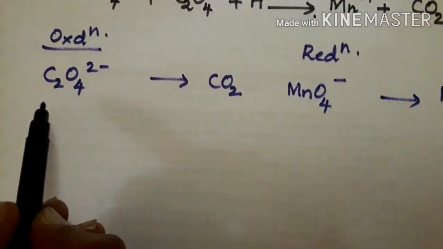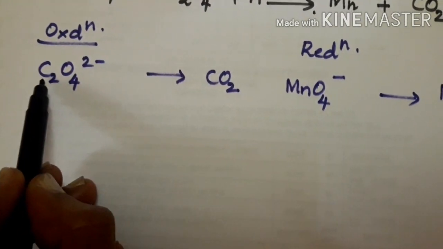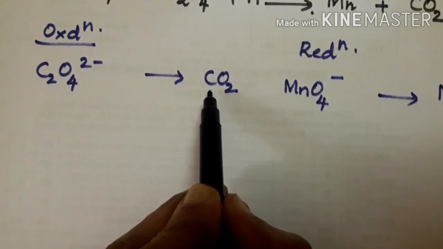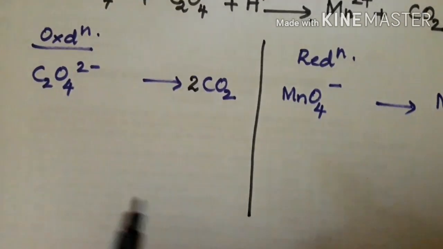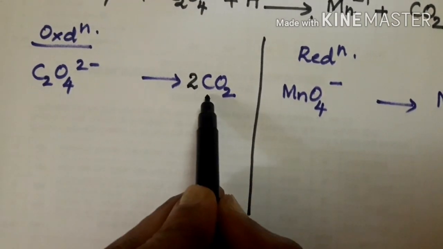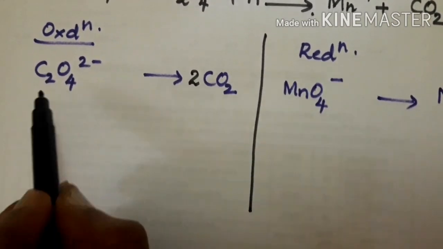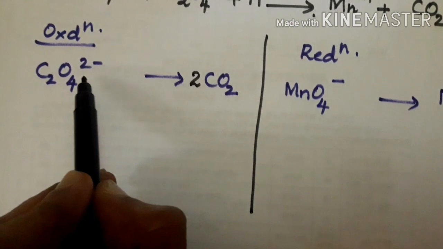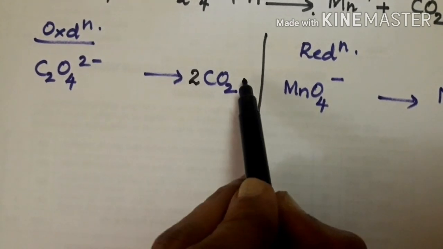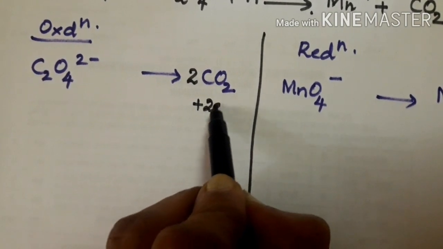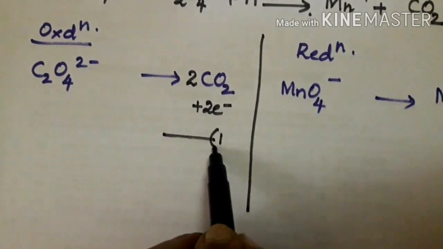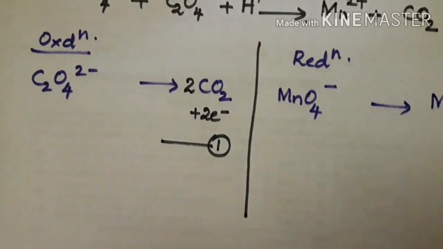First, check the number of atoms. 2 carbon this side, only 1 carbon here. So, if you supply 2 carbons, you get C2, C2, O4, O4. Atoms are balanced. Now, what about the charge? 2 negative. This side no charge is there. This is 0. That means 2 electrons are to be added. So this is your first part of the equation, that is the oxidation half.